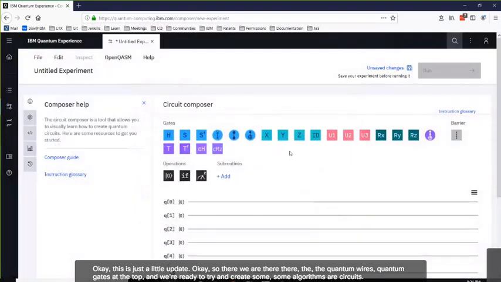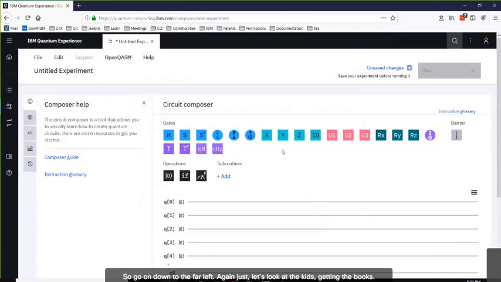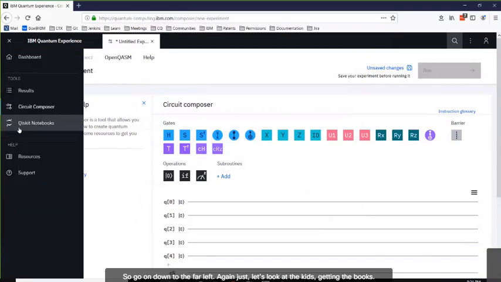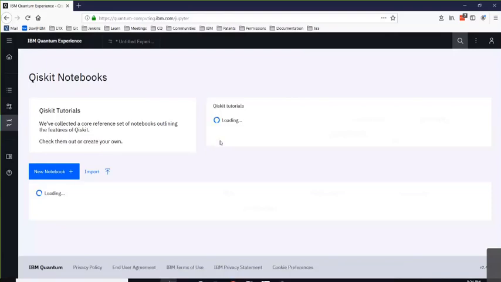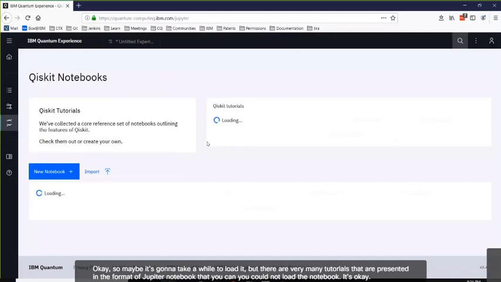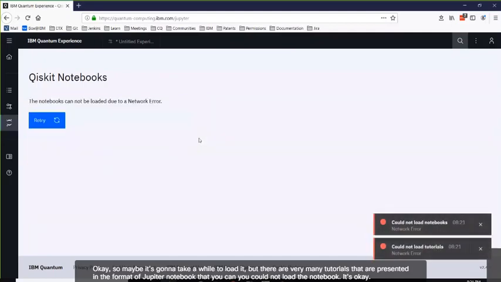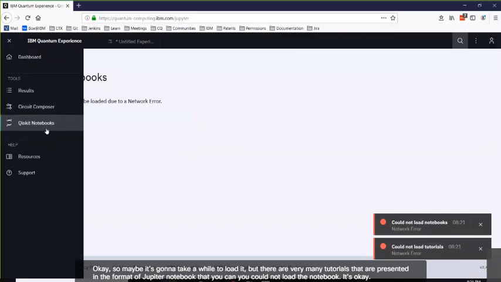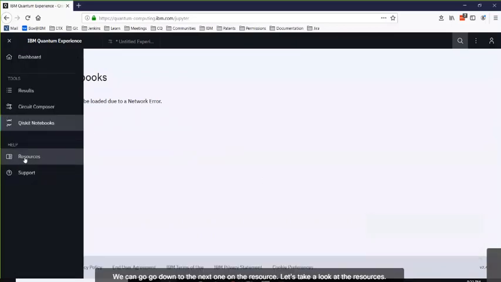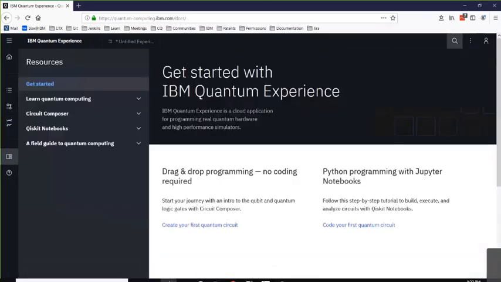Okay, this is just a little update. So there we are. There are the quantum wires, the quantum gates at the top, and we're ready to try and create some quantum algorithms or circuits. We can go back to the far left again. Let's look at the Qiskit notebooks. Maybe it's going to take a while to load, but there are very many Qiskit tutorials presented in the format of Jupyter notebooks that you can use. It could not load the notebooks. That's okay. We can go down to the next one on the resources. Let's take a look at the resources.